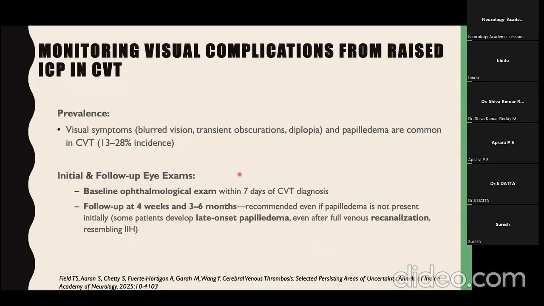Visual symptoms, if present, are common, around 13 to 28% incidence. A baseline ophthalmological examination within 7 days of CVT and follow-up at 4 weeks and 3 to 6 months is recommended even if papilledema is not present, because late-onset papilledema is sometimes seen even after full venous recanalization, resembling IIH.